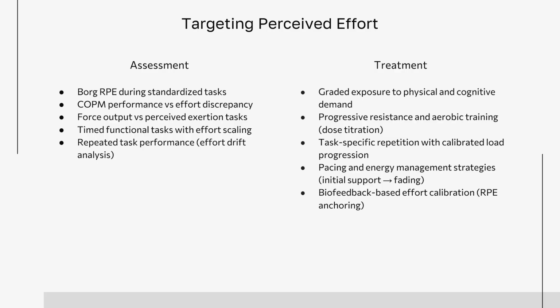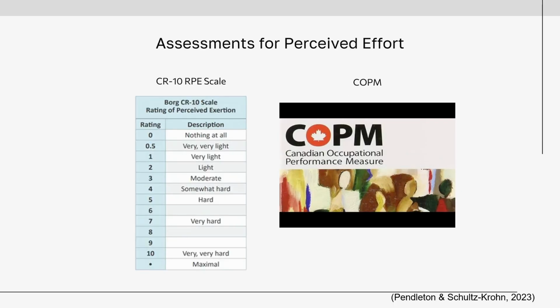So then biofeedback, base effort calibration, the RPE anchoring, that's using the blood pressure cuff. So they have that biofeedback and we're able to see what's going on and have that confirmed or affirmed by either a mirror or something else that's bringing them a way to verify it. So simply, some assessments for perceived effort will be the combination of using the RPE scale.